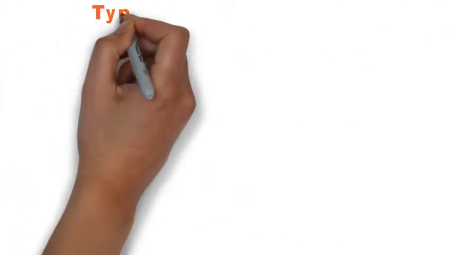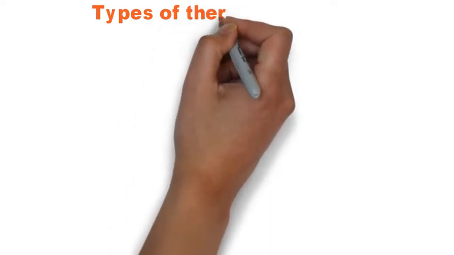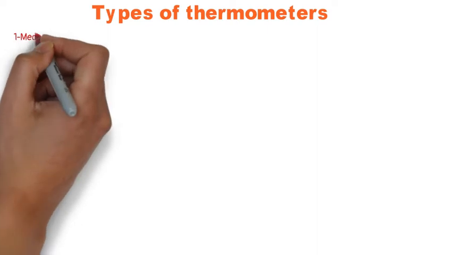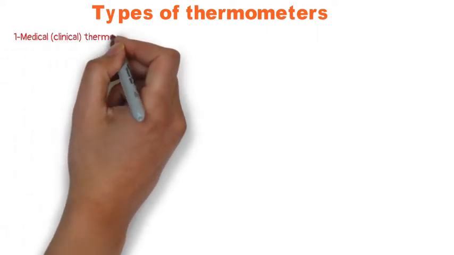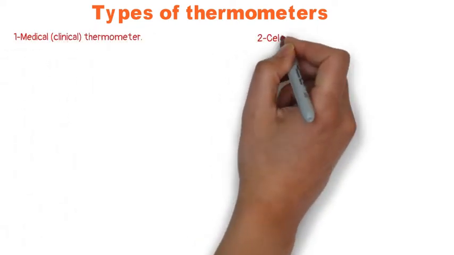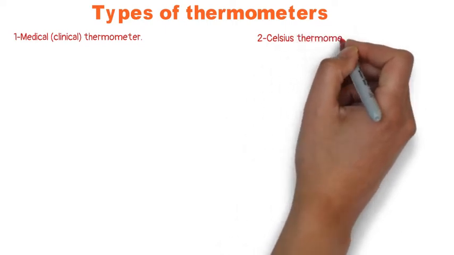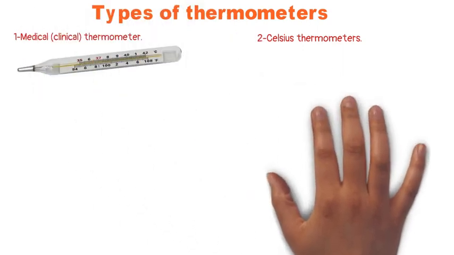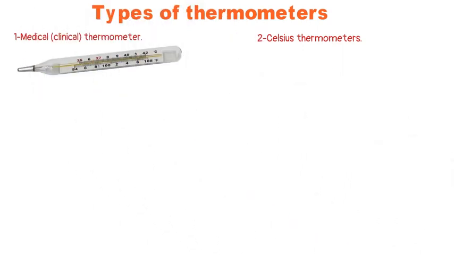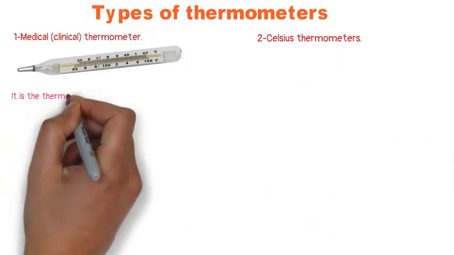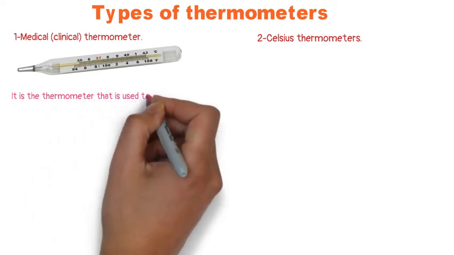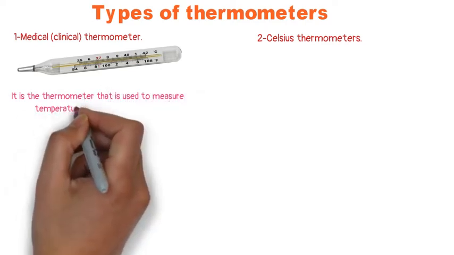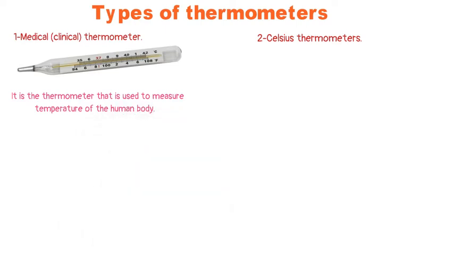There are many types of thermometer, and we will study two types of them. The first is the medical or clinical thermometer, and the second type is the Celsius thermometer. Starting with the medical thermometer: the medical or clinical thermometer is the device that is used to measure the temperature of the human body.